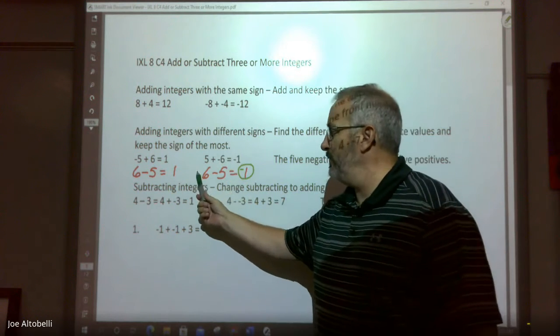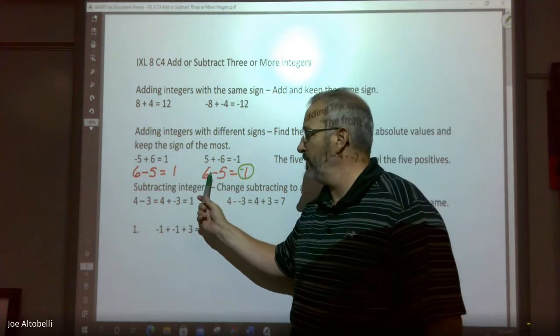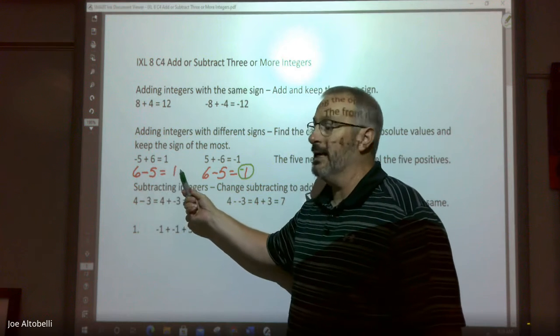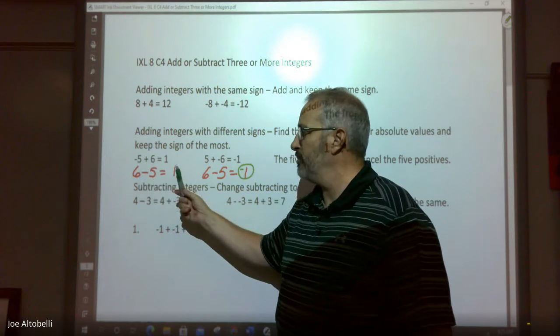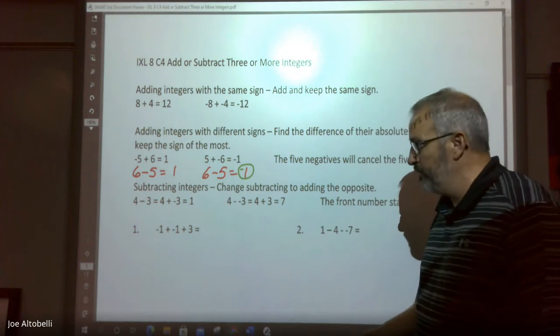This is what you're doing in your head. Or you can do it on paper, but most of you are just doing this part right here in your head, and you're getting to this number, and then you have to double check. More positives, more negatives, and then again, double check more positives, more negatives.